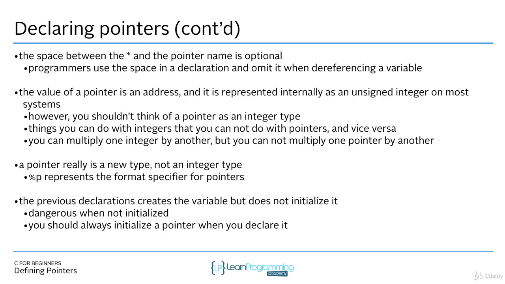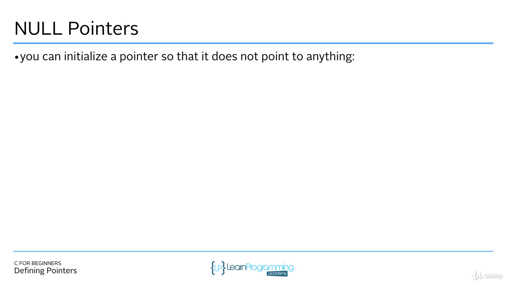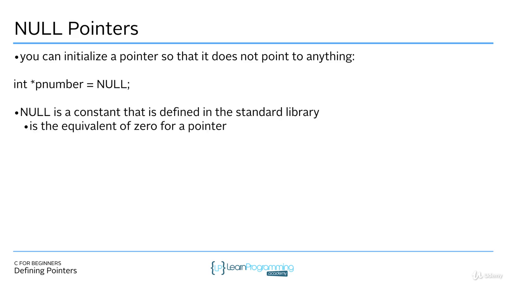If you don't know what to initialize it to, if it's not another variable's address or you didn't allocate memory dynamically for it, you can use a null pointer. So you can initialize a pointer so that it does not point to anything. You do this using NULL. You say int *pNumber = NULL for a pointer to an int. NULL is a constant that is defined by the standard library.